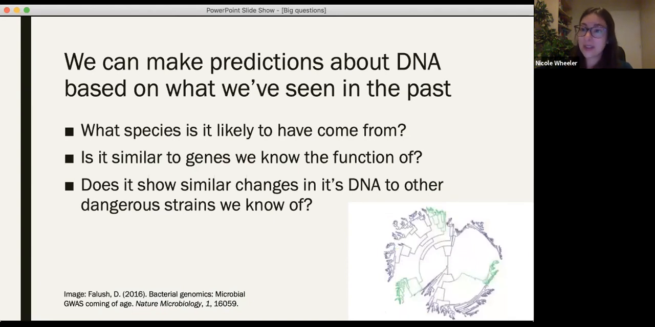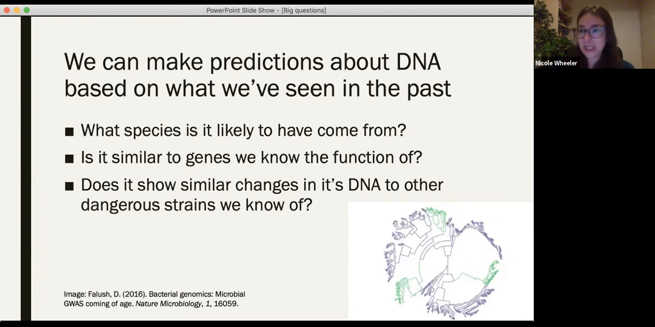But there are some things that we can do with AI today. Most of them are around making predictions on DNA based on things that we've seen in the past. So if we look at the piece of DNA and we say, what is it similar to? Some of the things that we could answer are, what species is it likely to have come from? We can do that pretty well.